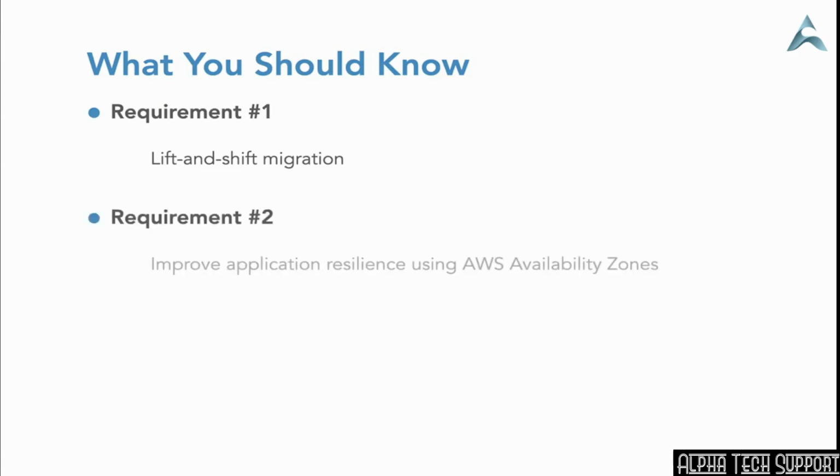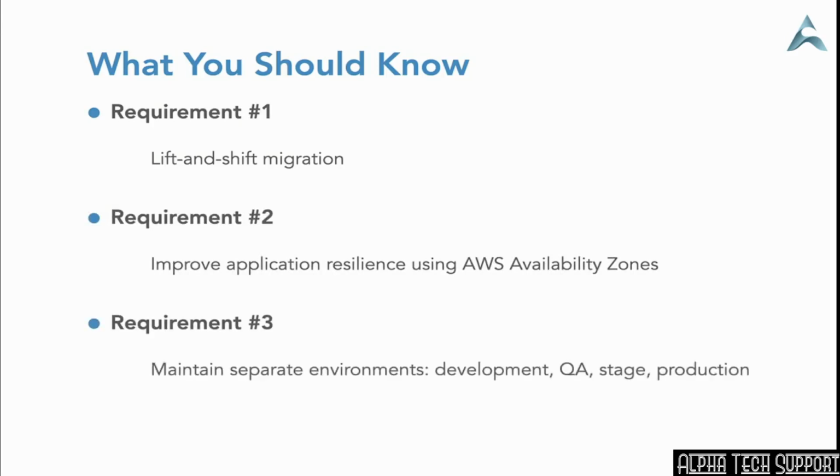Requirement number 2. Improve resilience by isolating resources to availability zones. And requirement number 3. Maintain separate environments for dev, QA, staging, and production. The first task we'll need to take care of is to analyze the current architecture and create a Terraform configuration. That configuration must create resources in AWS that are analogous to the resources that support the application's current state architecture.